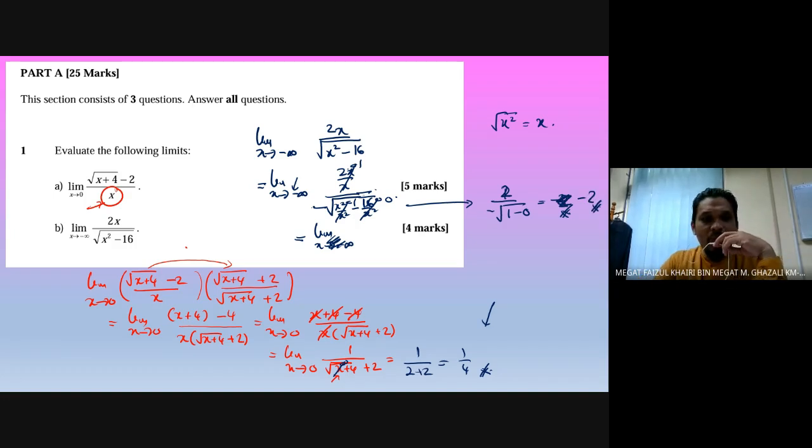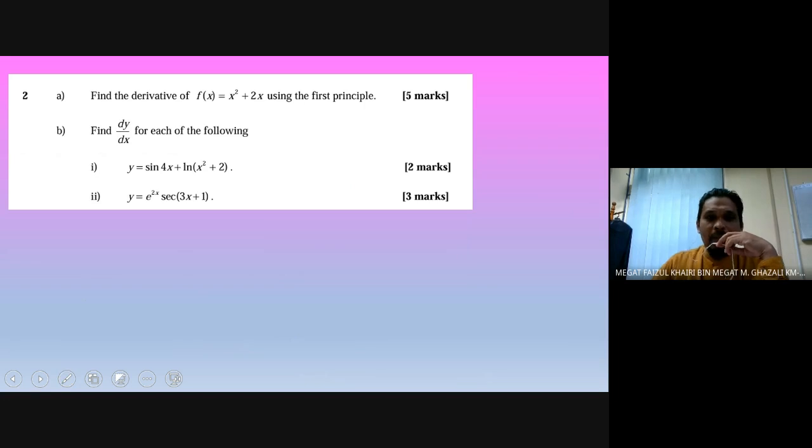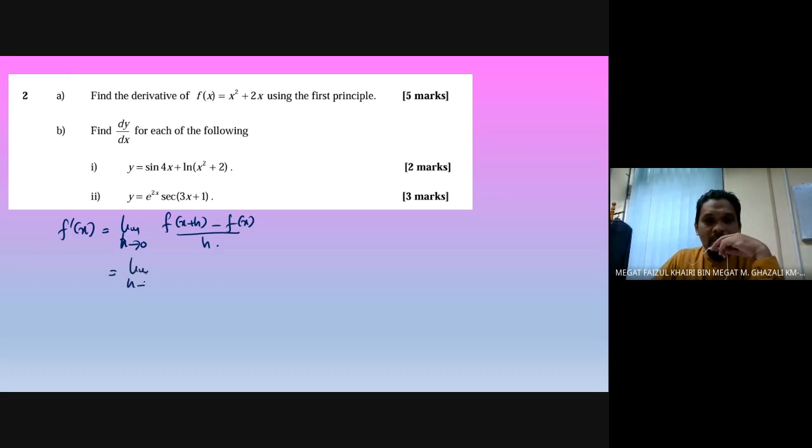Okay, so question number 1. Now, find the derivative of f(x) using the first principle. f prime x equals the limit of h approaching 0 of f(x plus h) minus f(x), divided by h. So now class, the limit of h approaching 0, because the function f(x) equals x squared plus 2x. So then f prime x.